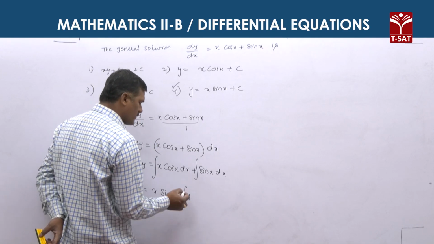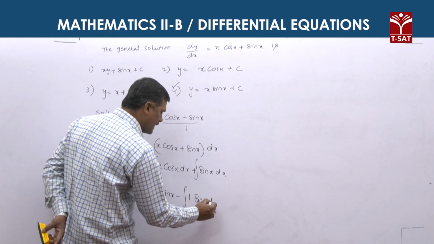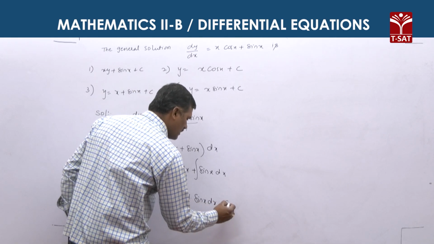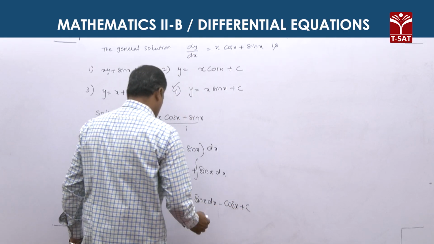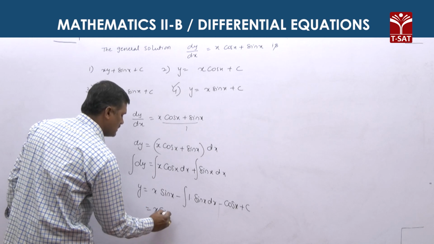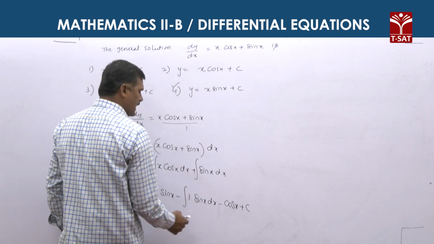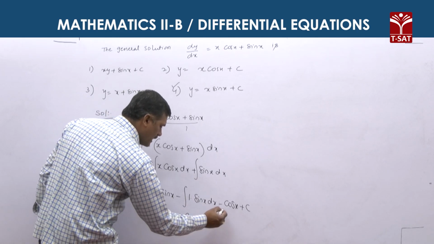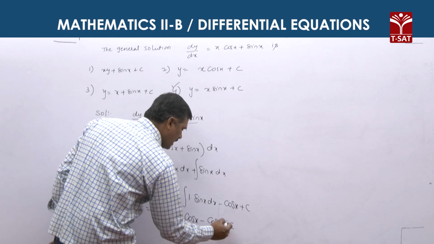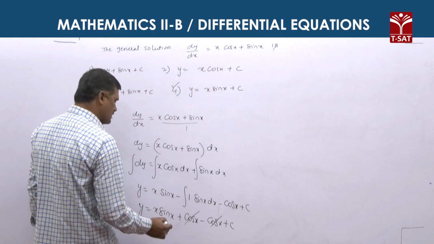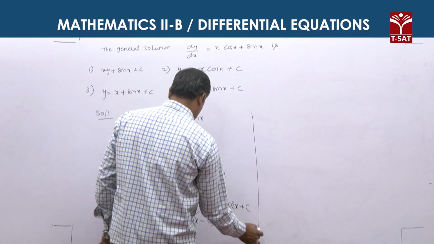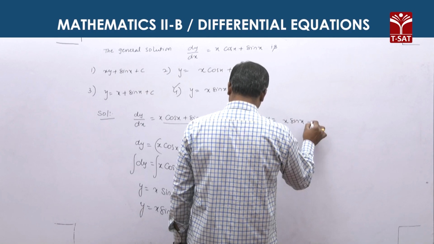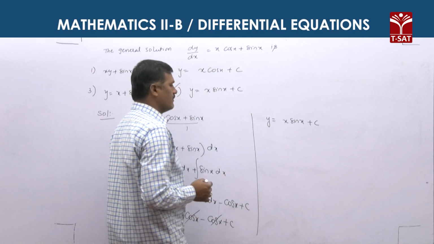derivative is 1, into integral of cos x, which is sin x, into dx, plus integral of sin x dx is minus cos x plus c. That is equal to x sin x minus integral of sin x dx, which is minus cos x, before the negative sign plus cos x, here minus cos x plus c. And minus cos x plus cos x will go. Therefore y is equal to x sin x plus c, which is the solution of the given problem.